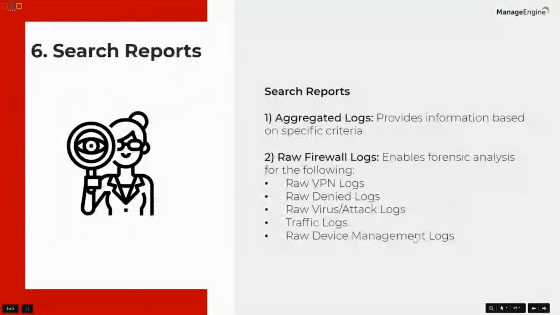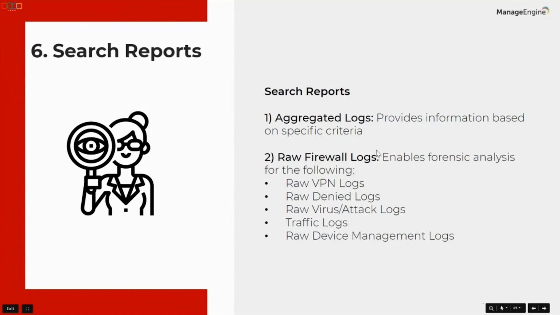All right. So next we're going to look at the search report. This helps you to perform forensic analysis for a certain period of time using the logs. Basically, in Firewall Analyzer, we have two types of search reports. That is aggregated search, which provides you information based on specific criteria over a period of time. Then we have raw search, which provides forensic log analysis from multiple activities.